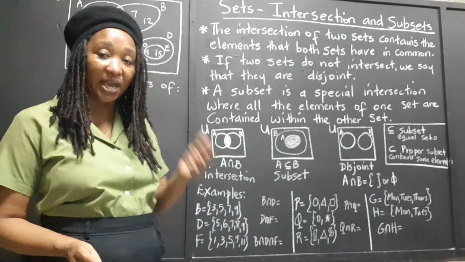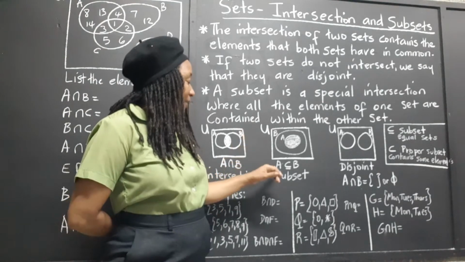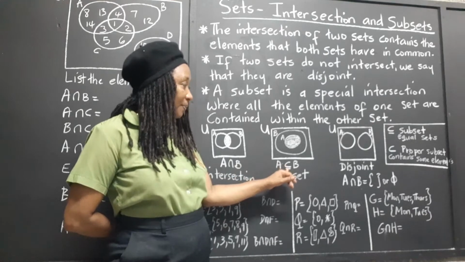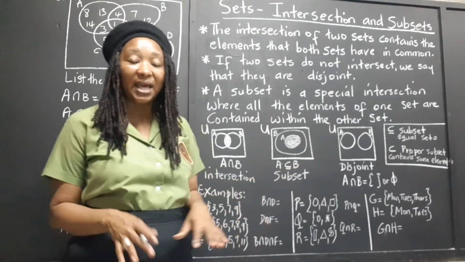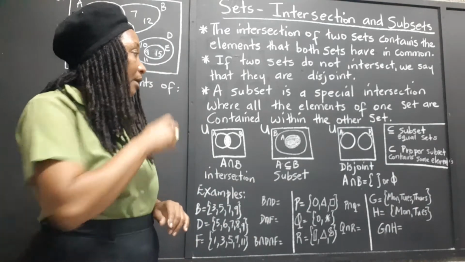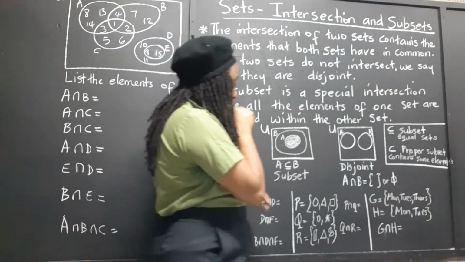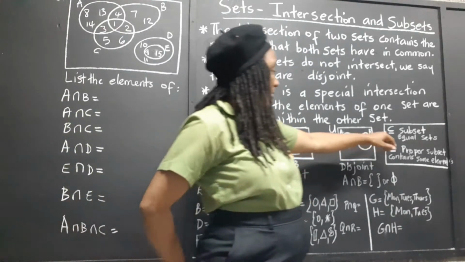It doesn't have to be A or B. It could be any letter or symbol used. So we say A is a subset of B because all the elements of A are also in B. Now, sorry, this is the symbol that's used for subsets, right?